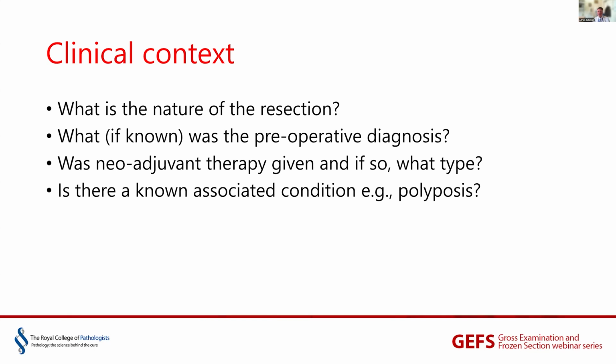If it was given, what type? And for that, primarily for me working in my hospital, that means was short course radiotherapy given or was long course chemoradiotherapy given. That's quite a useful thing to know. Most of the time, again, in my own experience, if neoadjuvant therapy is given, it is the full long course neoadjuvant chemoradiotherapy. And is there a known other condition, such as a polyposis condition or maybe inflammatory bowel disease? That's also helpful to know.